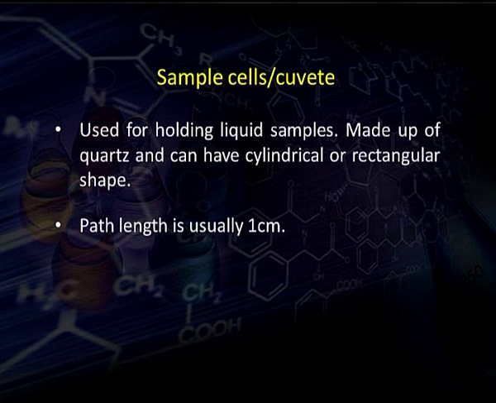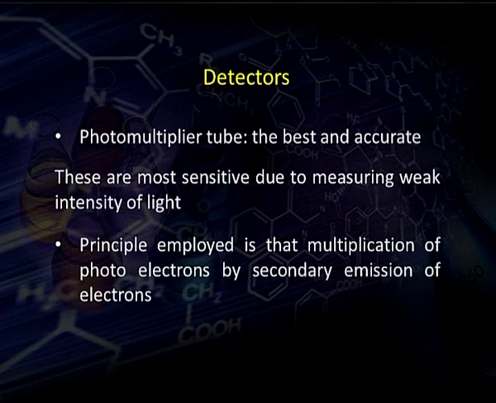Path length means the width of the cuvette. It is usually 1 centimeter. Coming on to detectors. Detectors can be photovoltaic cell, phototube, photomultiplier tubes. Photomultiplier tubes are most commonly used as these are the best and accurate. These are more sensitive because these can measure the weak intensity of light also.